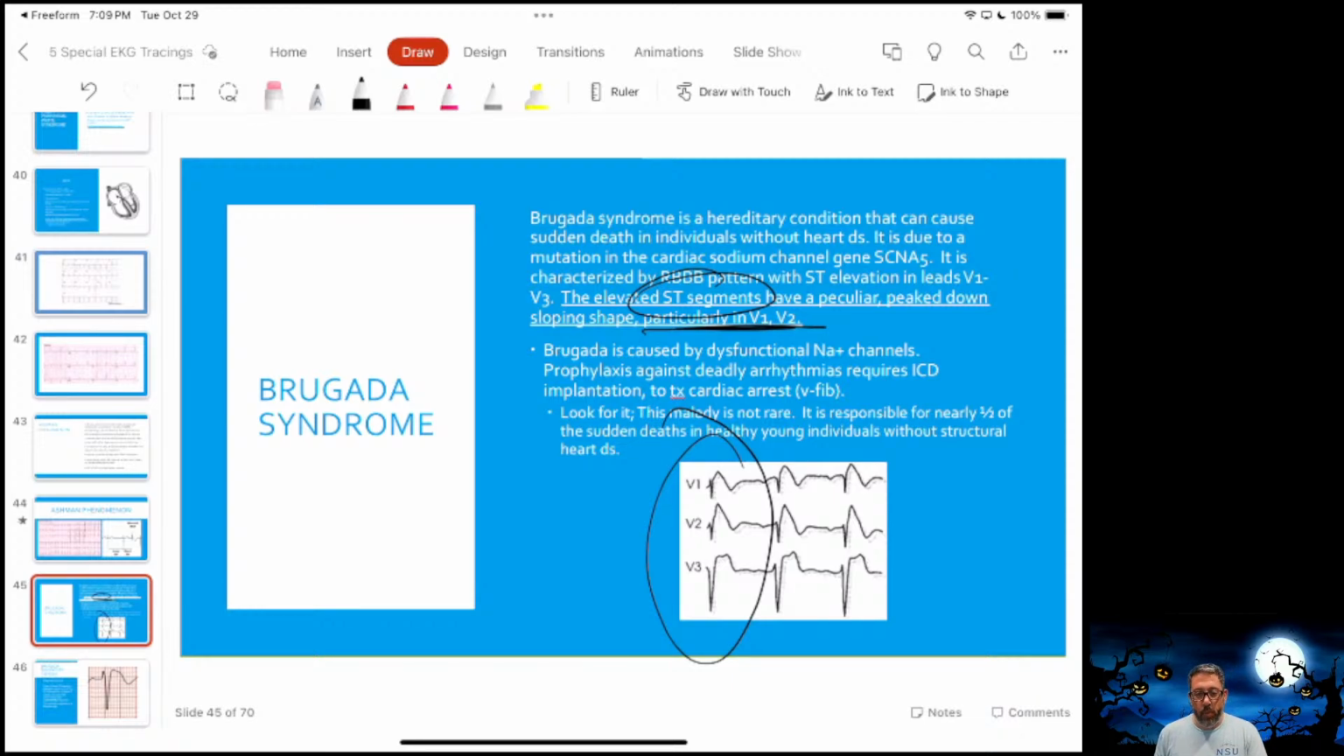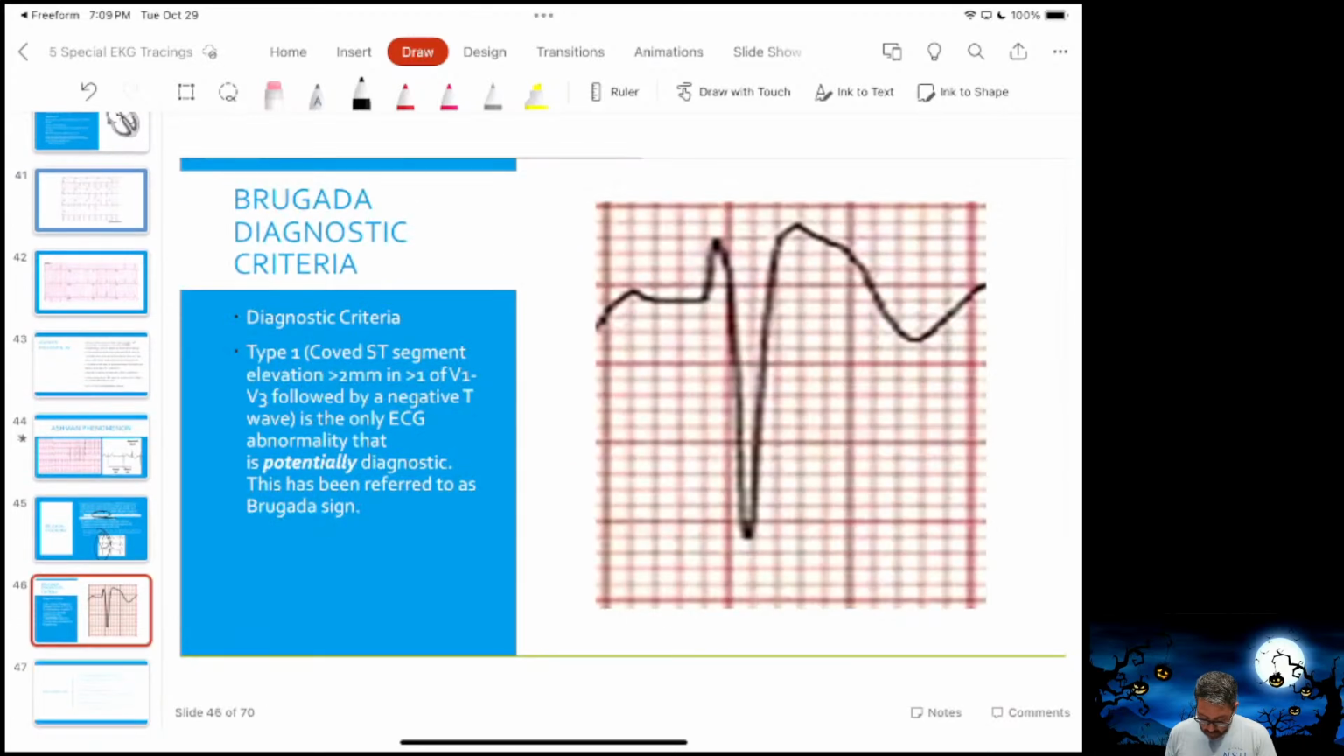ST elevations in V1, V2, they have a very, very unique shape to them. So that is Brugada. So type 1, again, that coved ST segment. This arc shape is a coved shape, and that's, again, the shape that you see with Brugada syndrome.